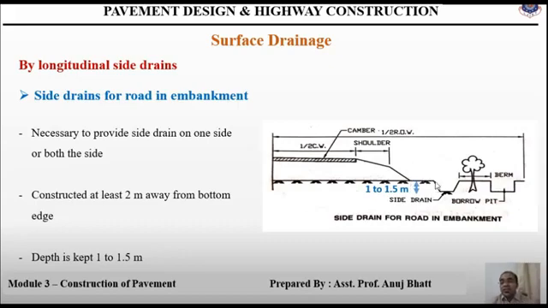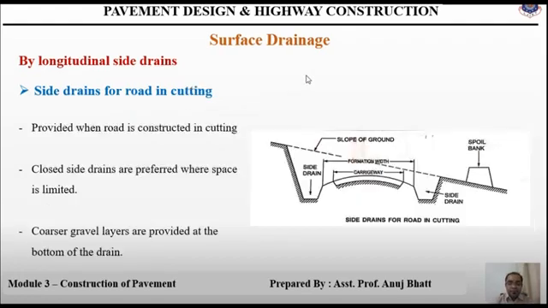Now the depth of the side drain is kept around 1 to 1.5 meters, just to prevent the entry of drain water into the embankment. As mentioned here, the depth of this drain should be around 1 to 1.5 meters. So this is the method wherein the side drains are provided for a road in embankment. The next method is side drains for a road in cutting.